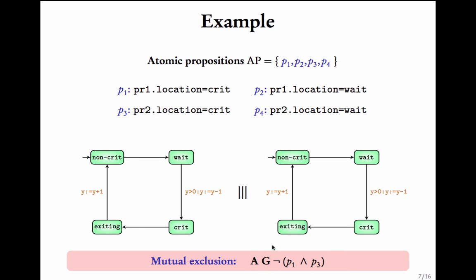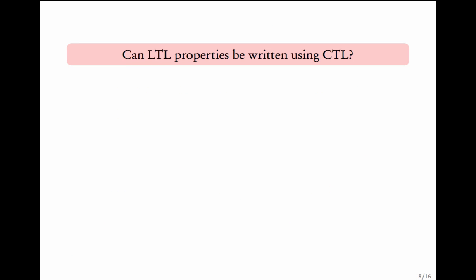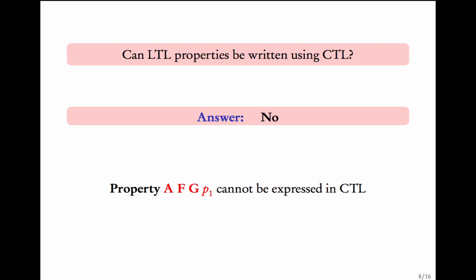Note that this was a property which we could already express in LTL itself. Can all LTL properties be written using CTL? And the answer is no. And this is one such property. This is a CTL star property. This says that in all paths FGP1 is true. So this can be expressed using LTL formula FGP1.